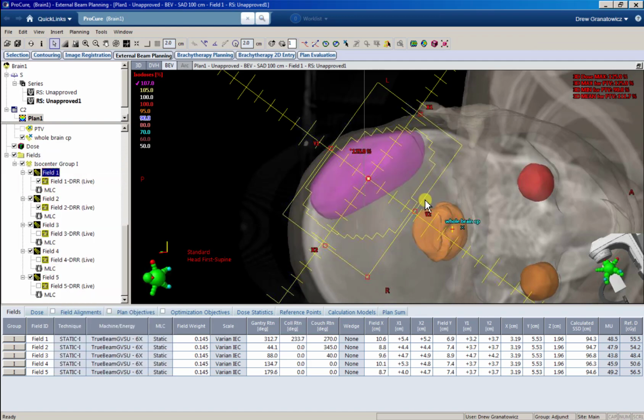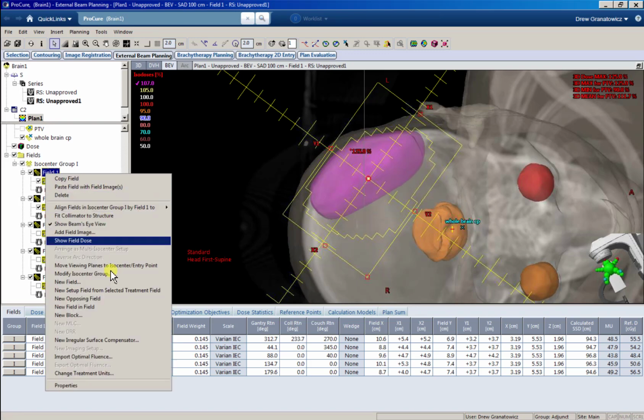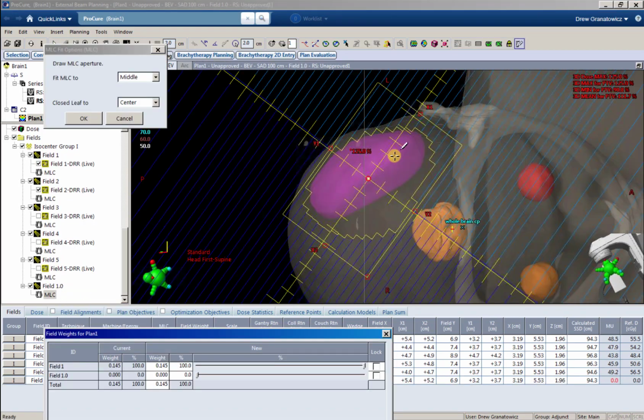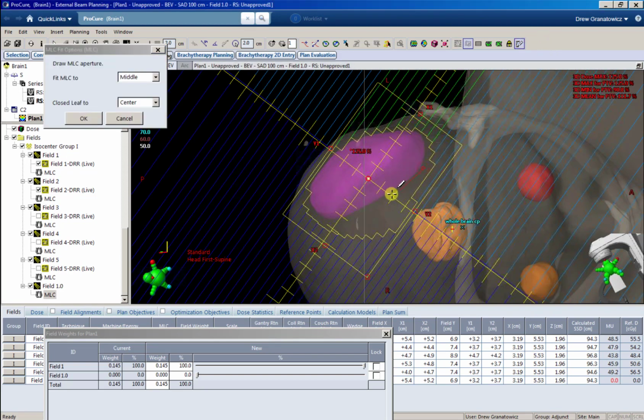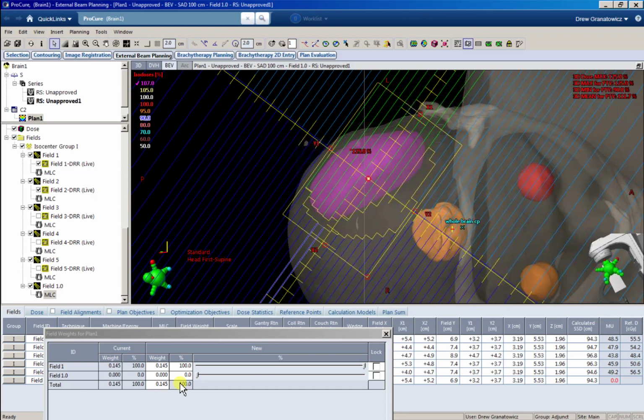Field 1 looks like a good one to add a field in field to, right? We have a big open area that we can leave open. So that means it's okay to add a field in field. Could probably rotate my collimator to more optimally block this hotspot out, but we should be okay leaving it too.